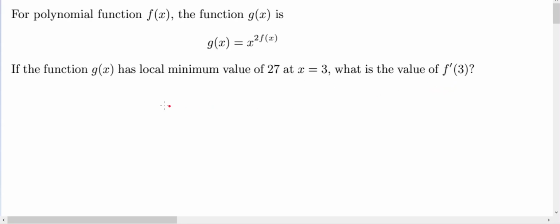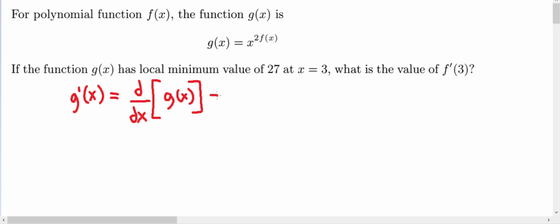Now, by itself, we don't have much information to go on, but the hint here is that g(x) has a local minimum value of 27 at x = 3. That tells us that whatever g looks like, it's going to have a zero slope at a local minimum, and in particular at x = 3. So it'd probably be really helpful to have g'(x). So let's find that. What we're labeling as g'(x) more formally should be written as d/dx operating on g(x).